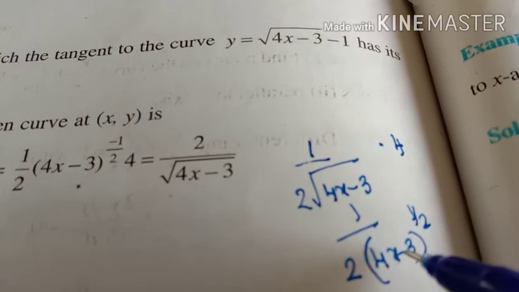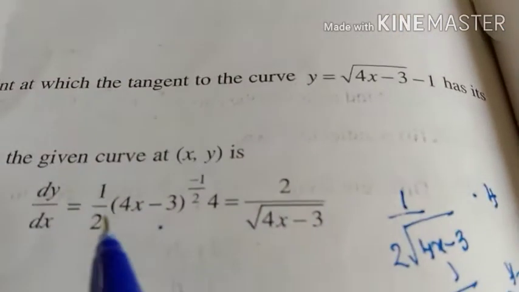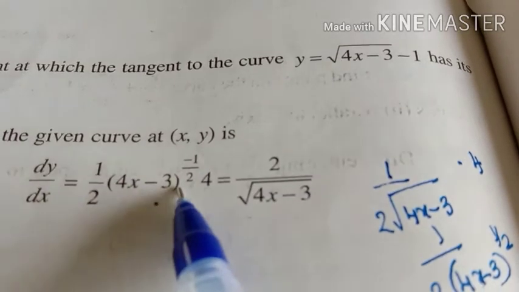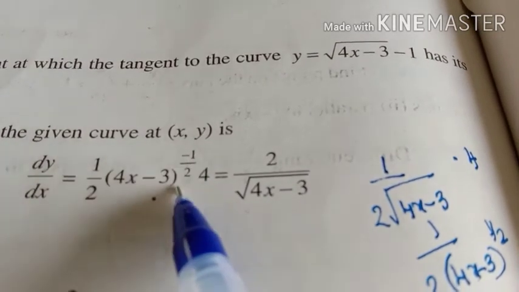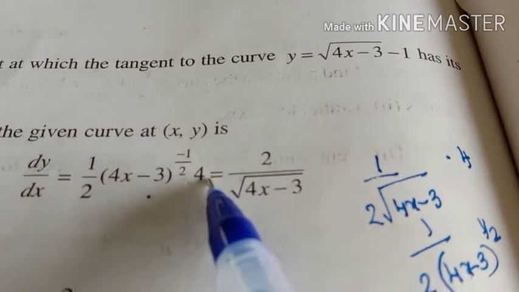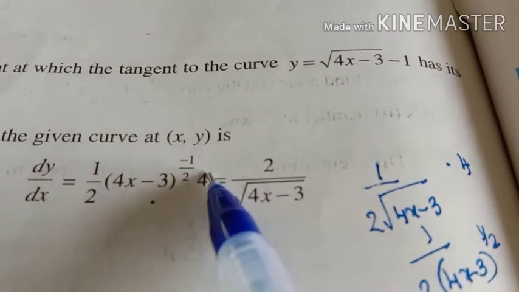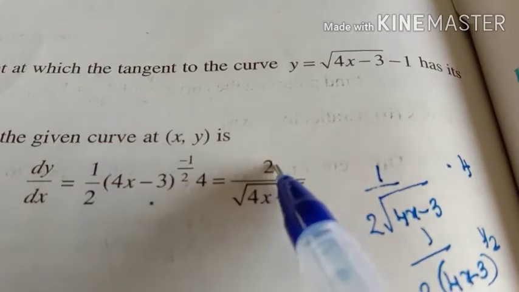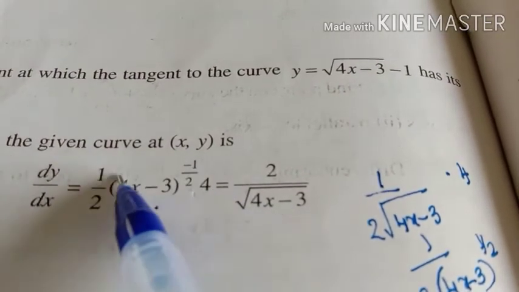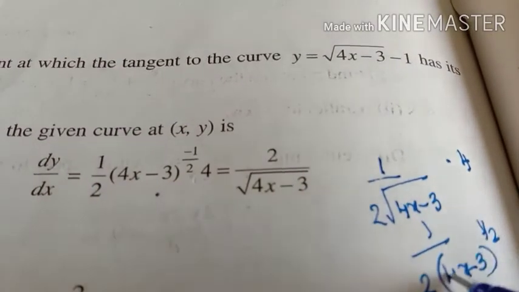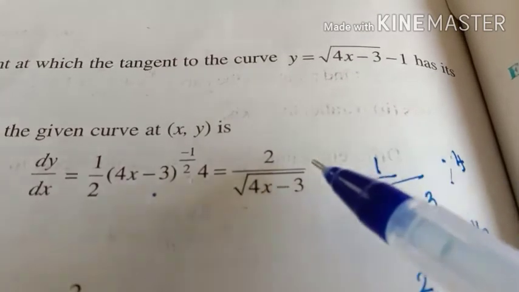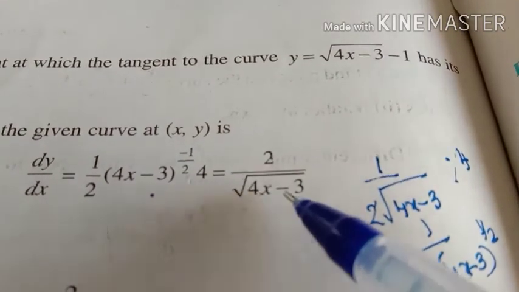Take this denominator to the numerator and therefore this becomes 1 by 2 into (4x minus 3) to the power minus 1 by 2, into the derivative of 4x minus 3, which is 4. Now cancelling 2 and 4, this becomes 2 by root of 4x minus 3. So here there is no need to find this negative power; from here itself you will get the answer. Just cancelling these 2 and 4, it becomes 2 by root of 4x minus 3.